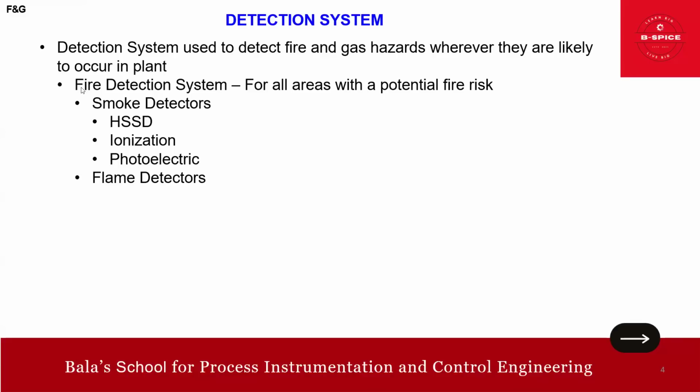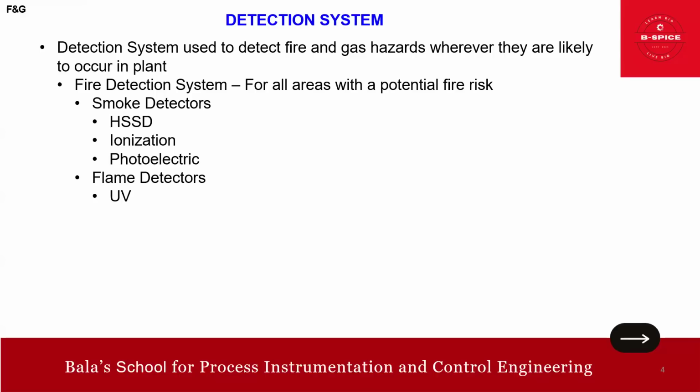Okay. So under smoke, we have HSSD. What is that HSSD? High Sensitivity Smoke Detection System. Then we have ionization and we have photoelectric. I hope you got some insights on those. Now we go into the flame detector.